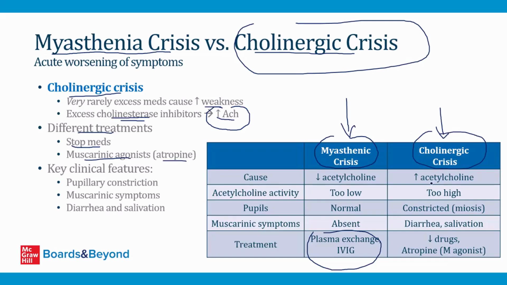So in a cholinergic crisis, there's too much acetylcholine activity. The activity is too high, and this is going to activate things outside the neuromuscular junction. It's going to activate acetylcholine receptors throughout the parasympathetic nervous system, so the pupils will become constricted, that's miosis, and you will get muscarinic symptoms like diarrhea and salivation. In contrast, when the patient is having a myasthenic crisis, the pupils are normal and you don't have any muscarinic symptoms, and this is really how you distinguish the two clinical syndromes from one another.